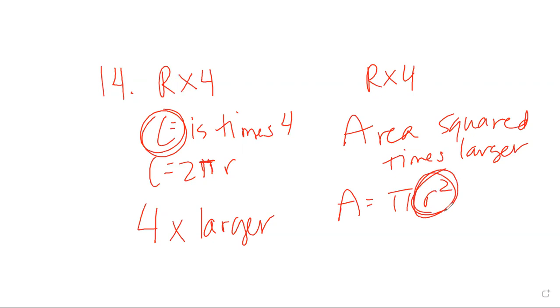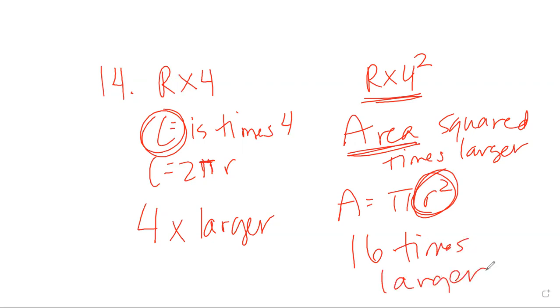Oh, r is going to be squared. So since it's talking about area and I'm looking at the radius, I'm going to go, what's 4 squared? Oh, it's 16 times larger. So with area, you're going to square the r and say it's that many times larger. With circumference, you're going to just say it is that many, whatever number. It could be r is multiplied by 10. Then the circumference would be 10 times larger and the area would be 10 squared, 100 times larger. Okay, so that's how this works.